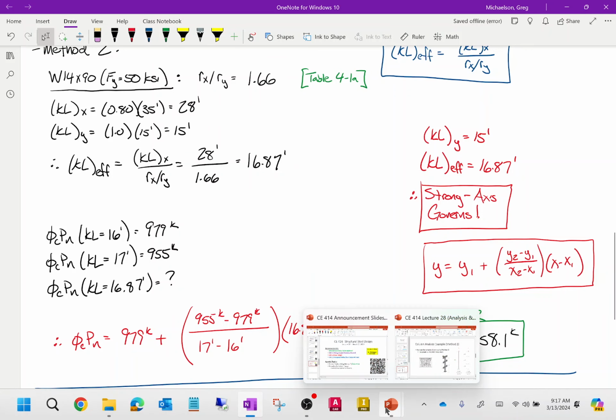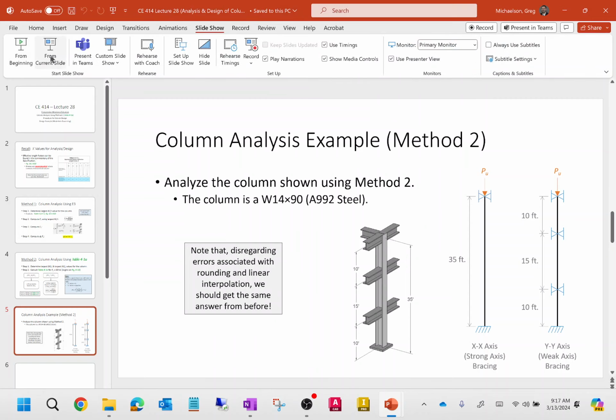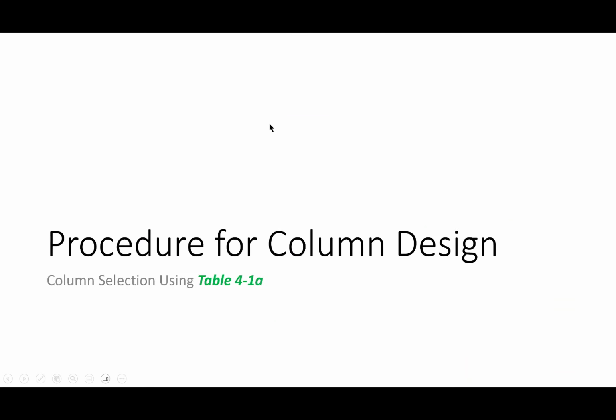Now let's have some fun. Let's get into the world of design. Okay? What I want to be able to do is to design columns. Now, let's go back to basics. In this class, what do I mean when I say design? If I'm selecting a shape to resist a load, what has been my core tenet from day one?